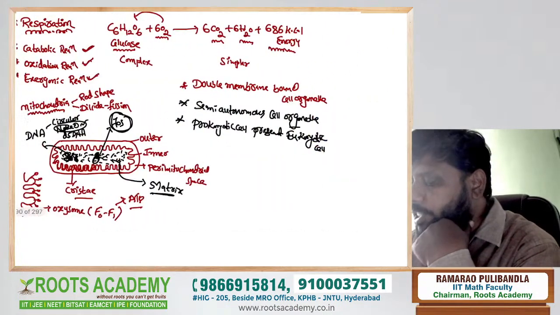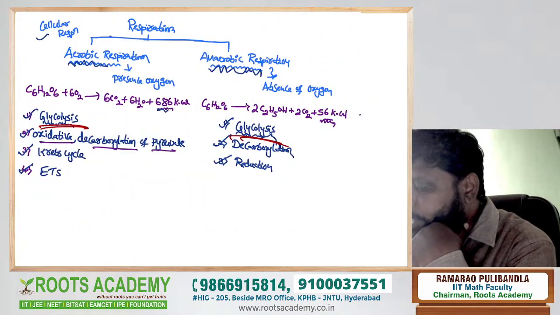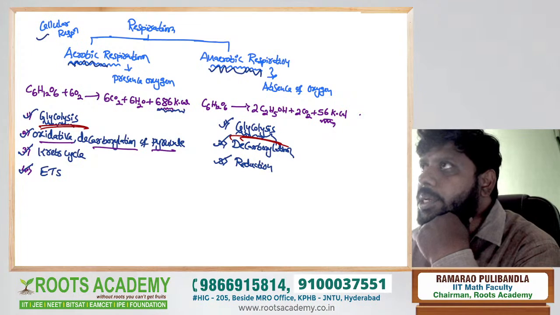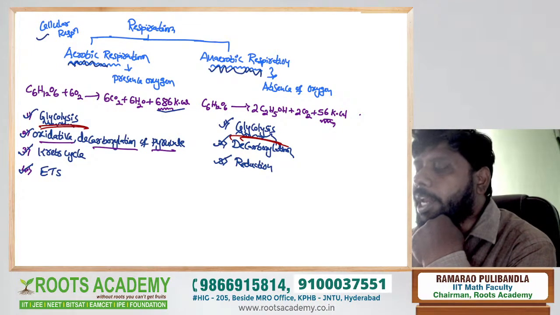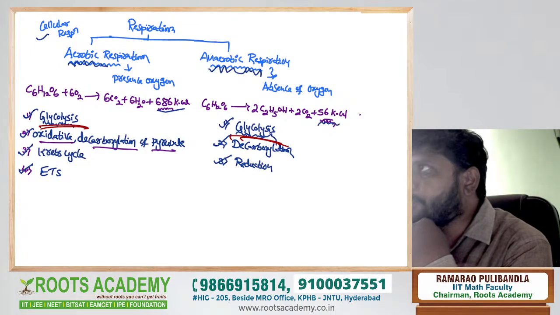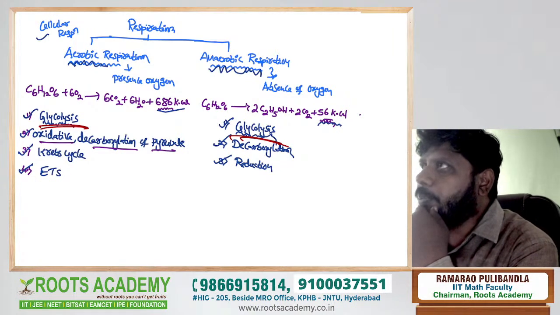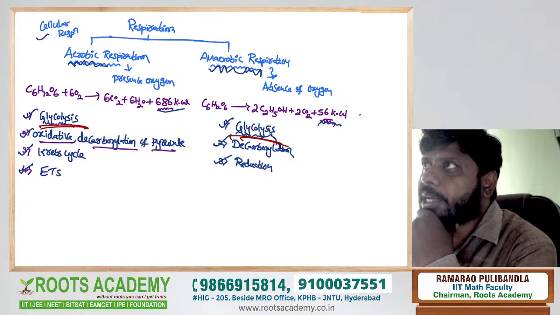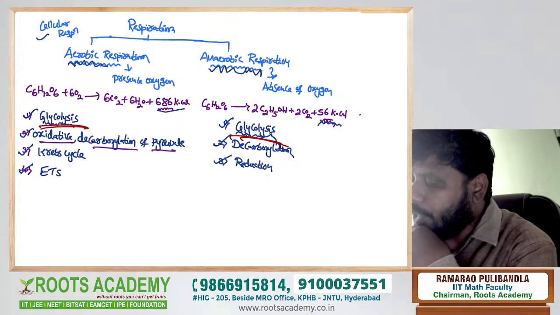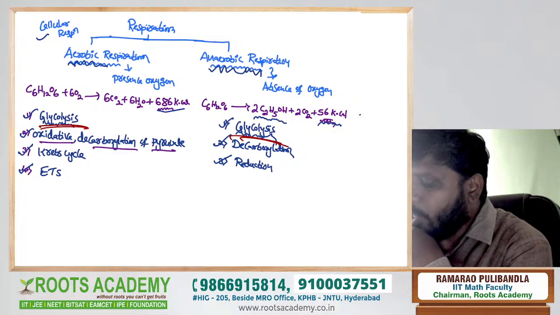686 kilocalories of energy are produced in aerobic respiration. In anaerobic, how many? 56 kilocalories of energy. Ethyl alcohol, C2H5OH, is the product of aerobic or anaerobic respiration?